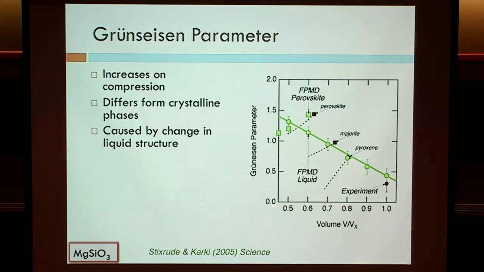This is volume here in some units, and you see the Gruneisen parameter increasing very rapidly. It increases by a factor of 3 on twofold compression. And that has really interesting implications for the magma ocean. It makes it hotter at depth, much easier to melt the Earth, and so on.